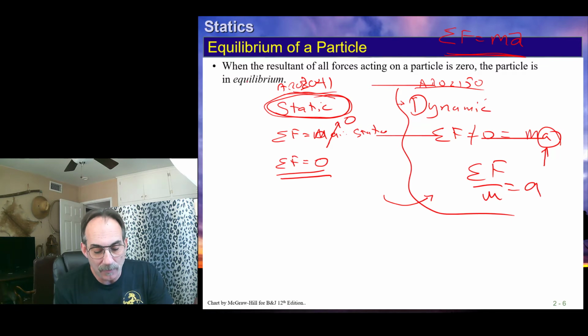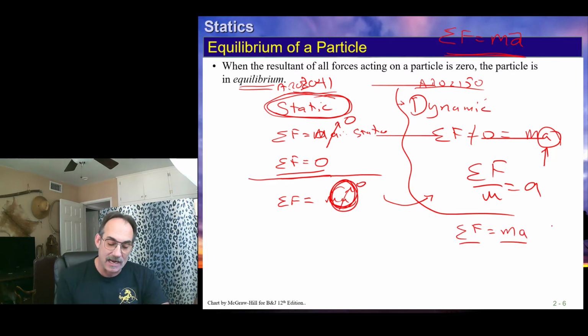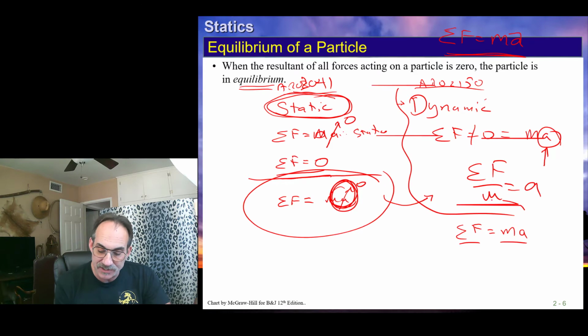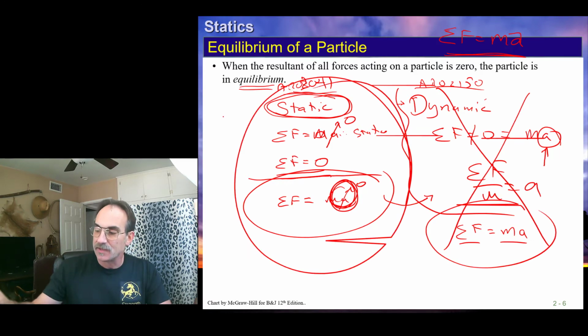Because of this, when we talk about imposing equilibrium, we always have the sum of the forces equal to ma, and since a is 0, we're in a static problem. That means in statics, equilibrium means the sum of forces is imposed to be 0, and in dynamics, equilibrium means we're going to be imposing this F equals ma kind of equilibrium. This is static equilibrium, this is dynamic equilibrium. This is next class, this is this class. Got it?